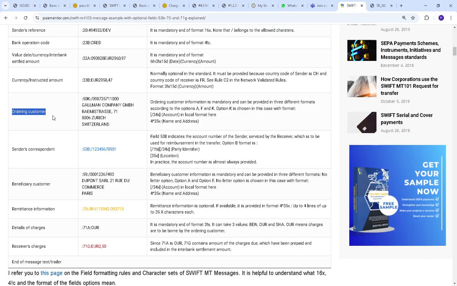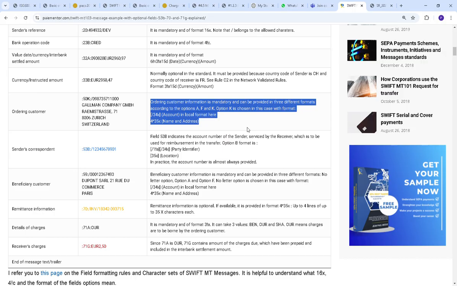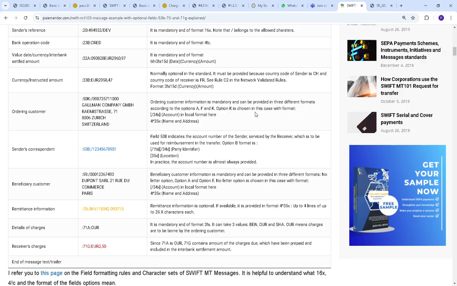Anyway, so ordering customer means the person who is sending the payment. Depending on the letter A, F, K, option K has been chosen in case of the format with account, name and address. If the account is there, and his name and address are there, then option K is used. So when you're actually doing the project, you can have all the values of this A, F, K.